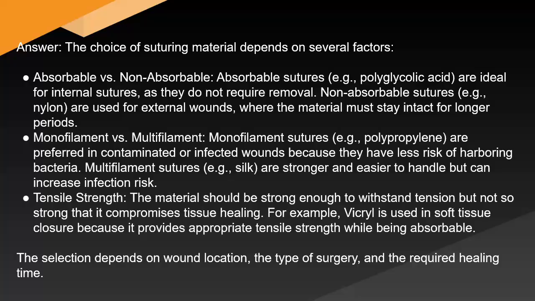harboring bacteria. Multifilament sutures, e.g., silk, are stronger and easier to handle but can increase infection risk. Tensile strength. The material should be strong enough to withstand tension but not so strong that it compromises tissue healing. For example, Vicryl is used in soft tissue closure because it provides appropriate tensile strength while being absorbable. The selection depends on wound location, the type of surgery, and the required healing time.